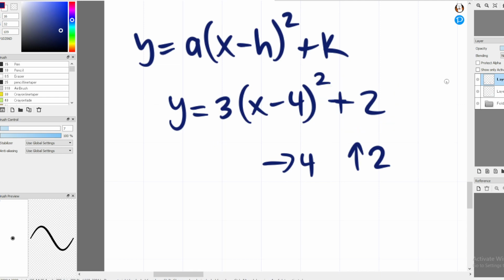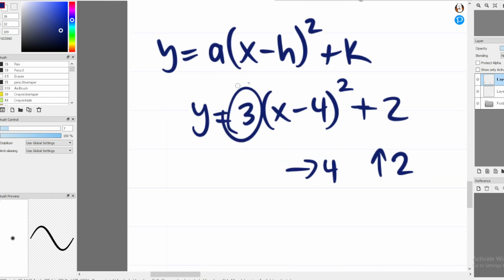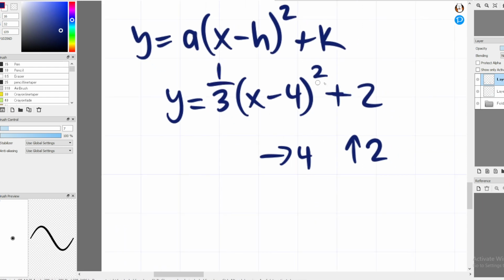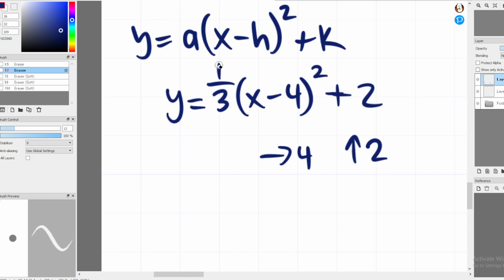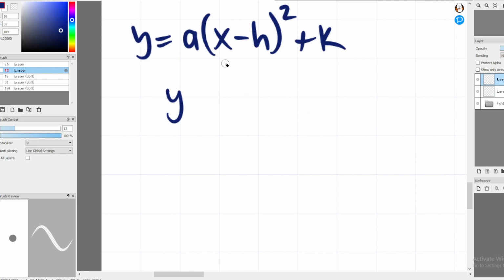So if you have just a plus 2, then it's going up 2. If we have a times 3, then it's being stretched by 3. If we have a times 1/3, then it's being compressed by 3. Or timesed by 1/3. It's all the same. It's just how they prefer to say it.